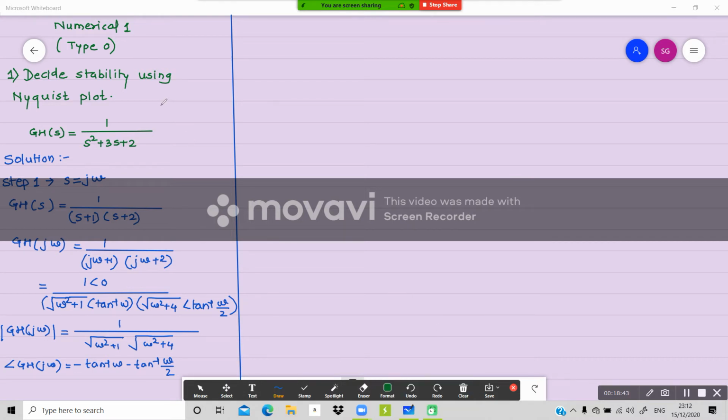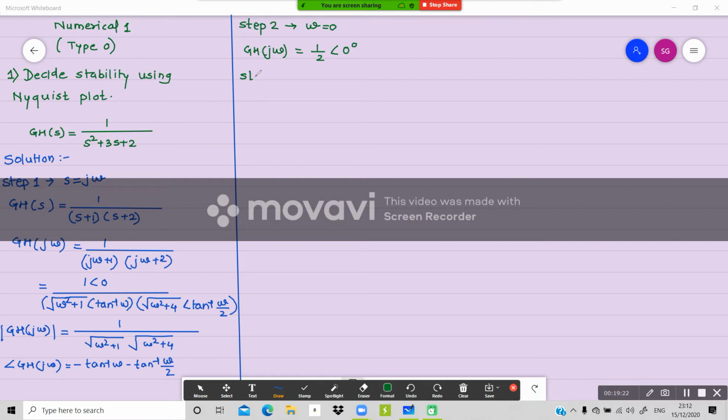Step number 1 we have done. Now we'll go for step number 2. We are trying to get what will happen at ω equal to 0. When ω is equal to 0, we are interested in GH(jω). Here when ω is 0, this will be under root 1, this will be under root 4, so the magnitude will be half at an angle of 0. So the angle is going to be 0.